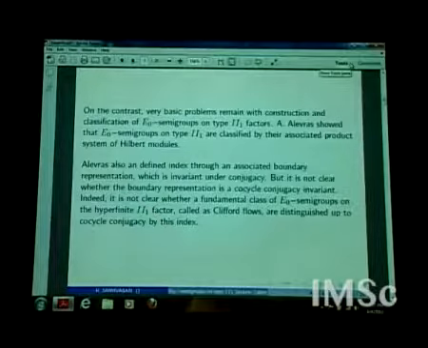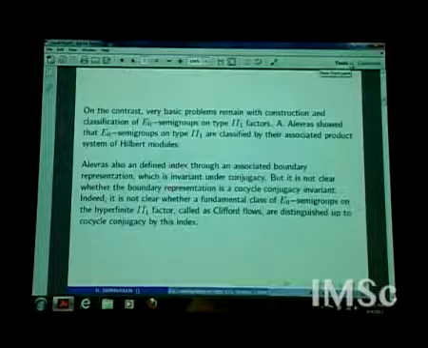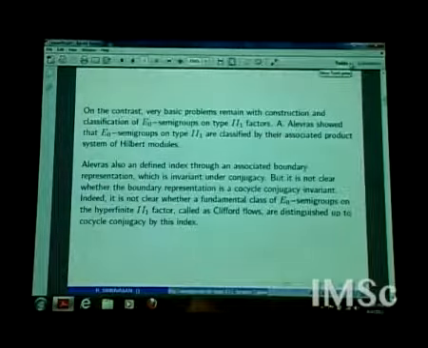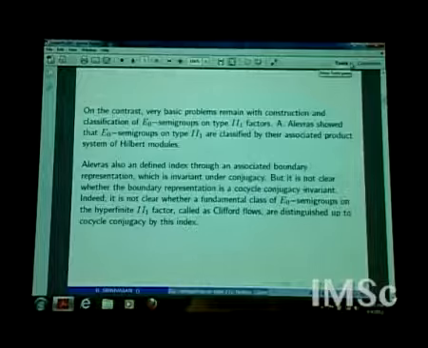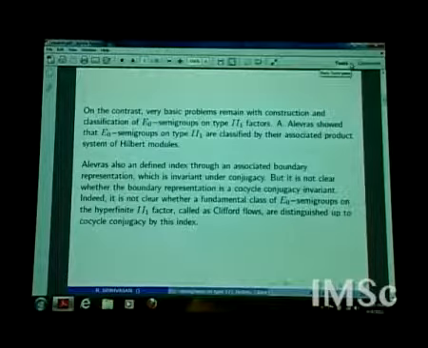Are cocycle conjugate, then the product systems are isomorphic, if and only if the product systems are isomorphic. Arveson also defines an index through something called the boundary representation, but he shows that the boundary representation is invariant under conjugacy, which I am going to define, but it's not clear whether that boundary representation is a cocycle conjugacy invariant. In particular, it's not clear whether the index he defines through this boundary representation is a cocycle conjugacy invariant.